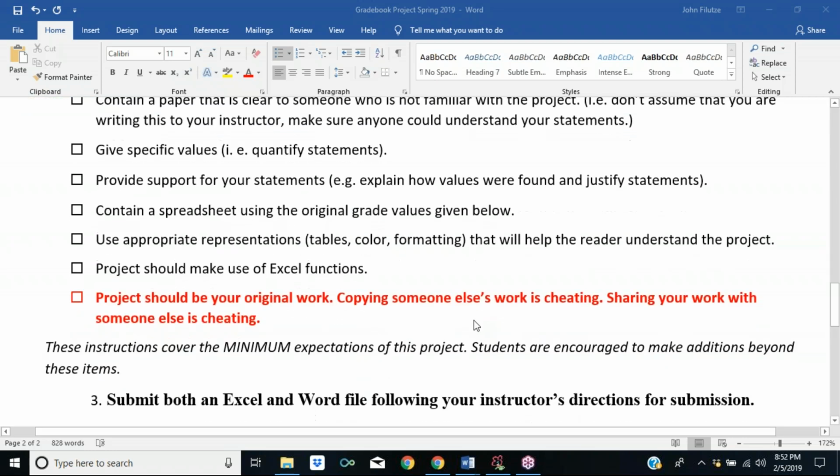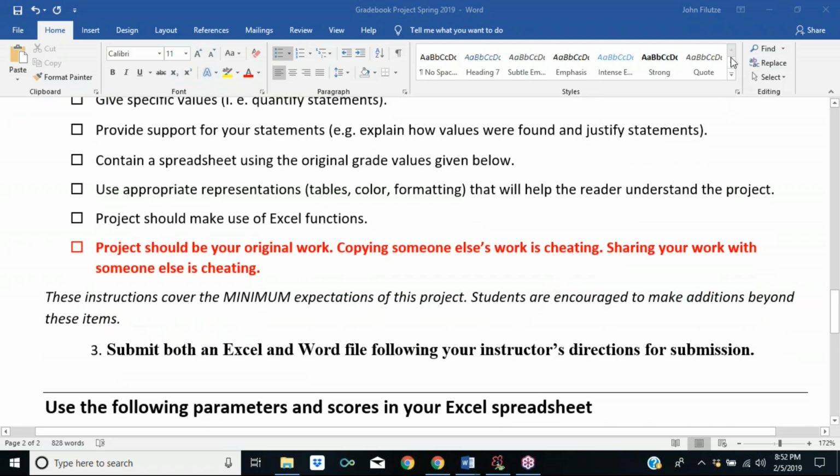And then let's see, you should be using Excel functions. It should be your original work. Copying someone else's work is cheating. Okay, so, and sharing work with someone else is cheating. So I will know, trust me, I will know if it is somebody else's work. Don't even tempt me on this one, okay? So it says submit both the Excel and the Word document.